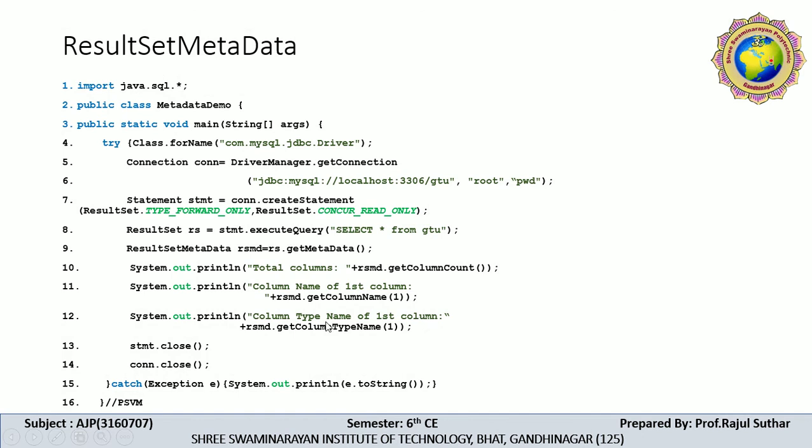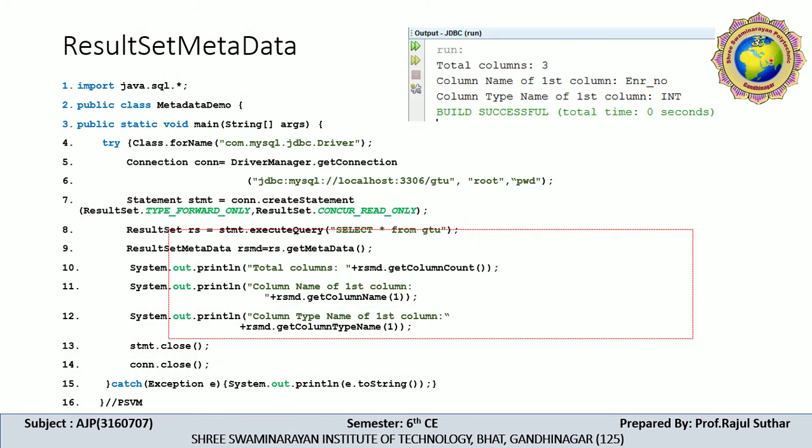System.out.println column type name of the first column plus resultSetMetaData.getColumnName, column type. Statement.close, connection.close, and the exception e is required while performing the error. So this is nothing but ResultSetMetaData. If the exam only asks you to write the code of ResultSet, this is the code for ResultSetMetaData.